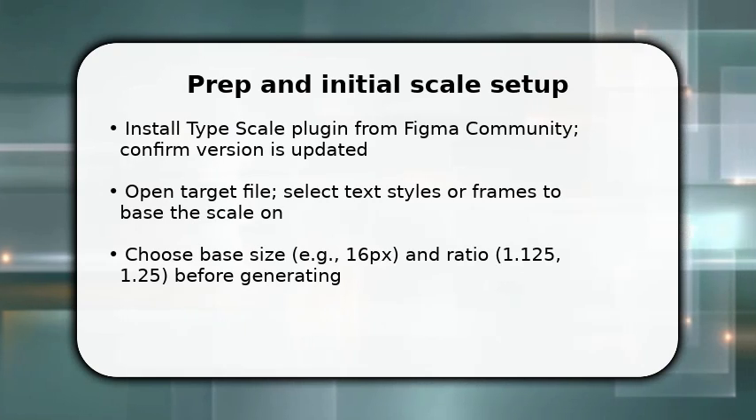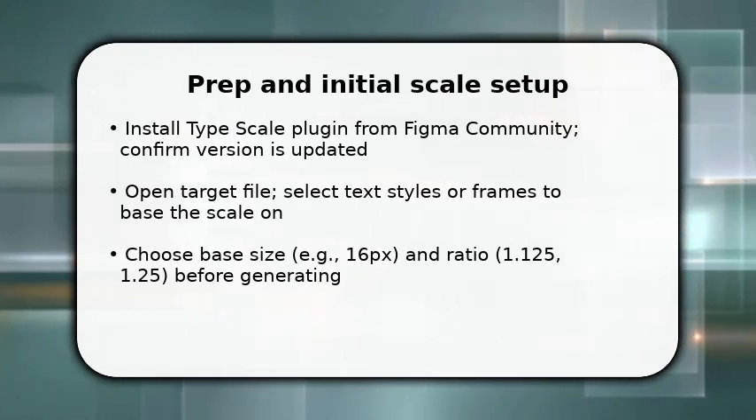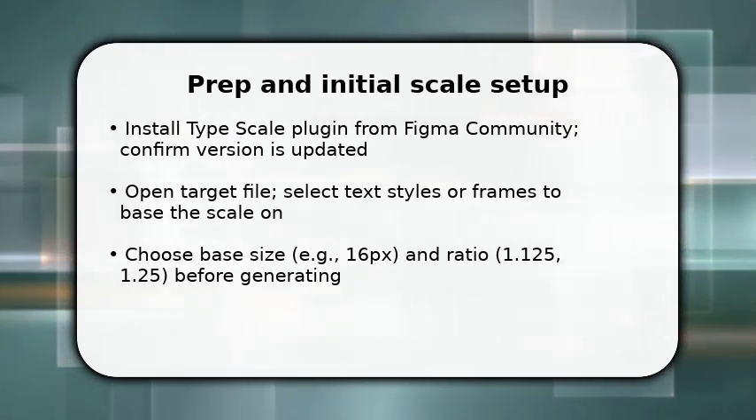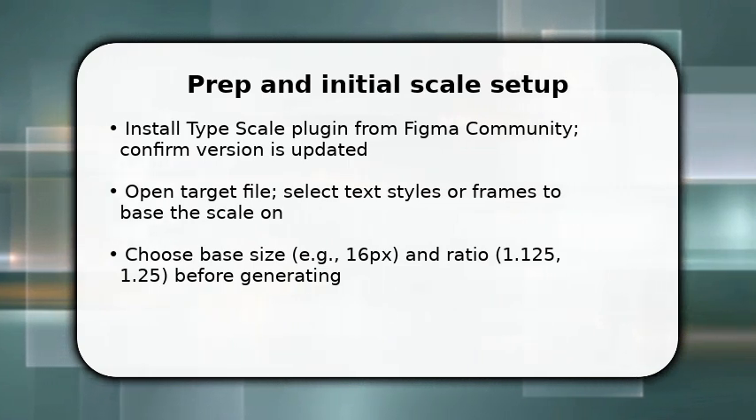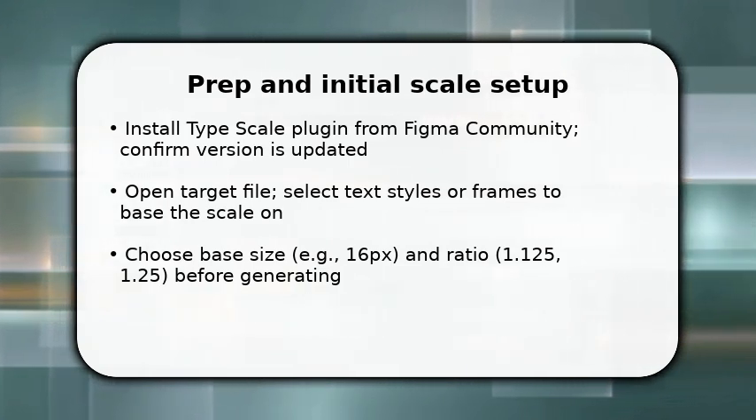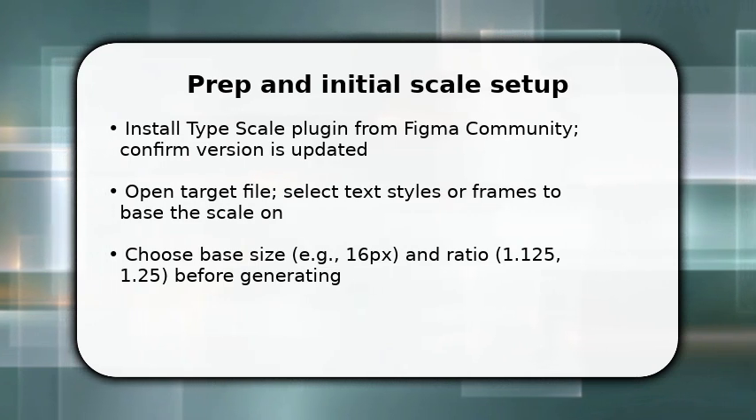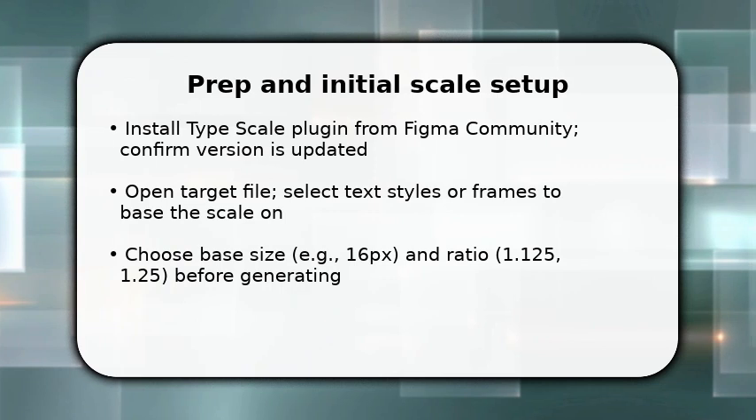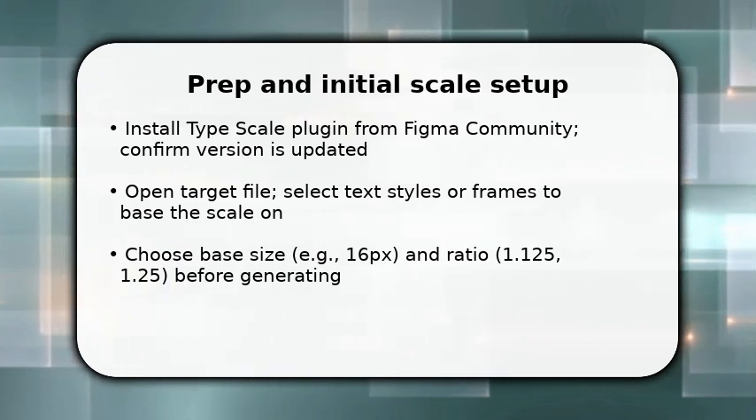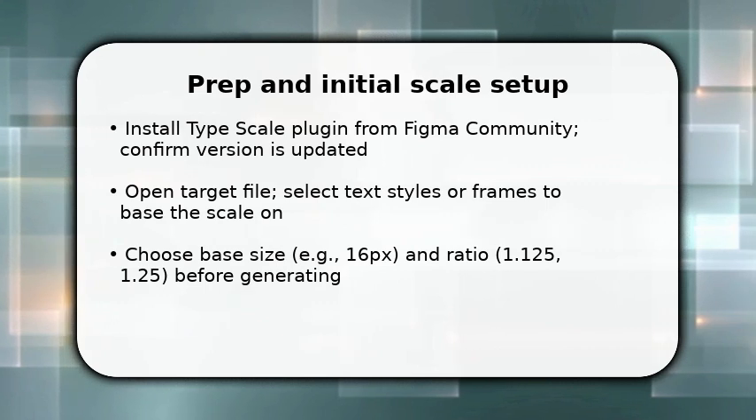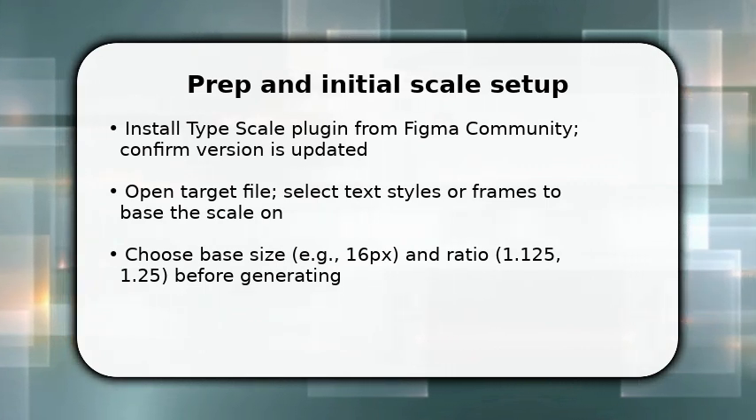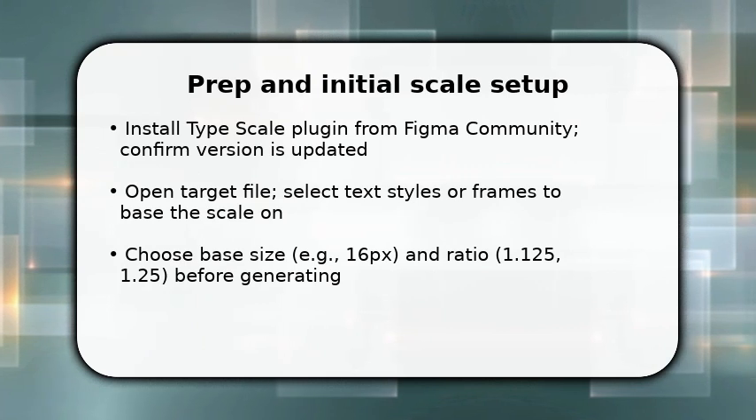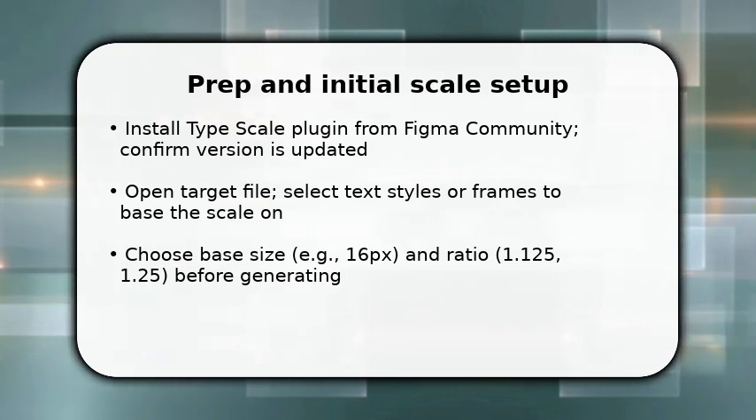You begin by installing and opening the updated Typescale plugin in Figma. Make sure the plugin version matches your team's standard. Select the text layers or styles you want to convert into a scale because the plugin reads selected styles as inputs. Next, set a base font size such as 16px and pick a typographic ratio, for example 1.125 or 1.25, since that ratio controls visual rhythm.